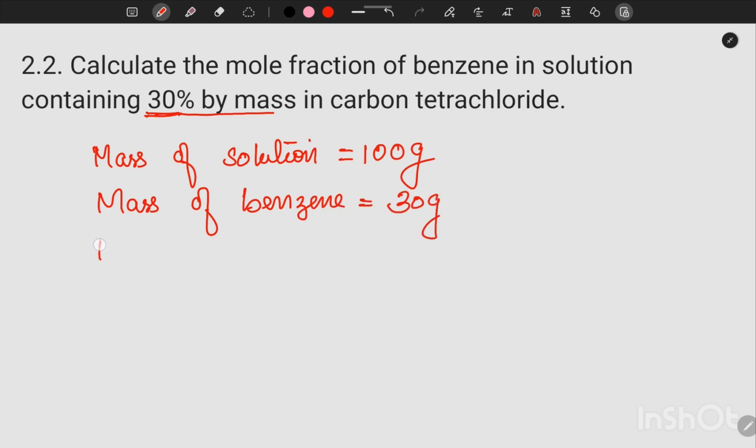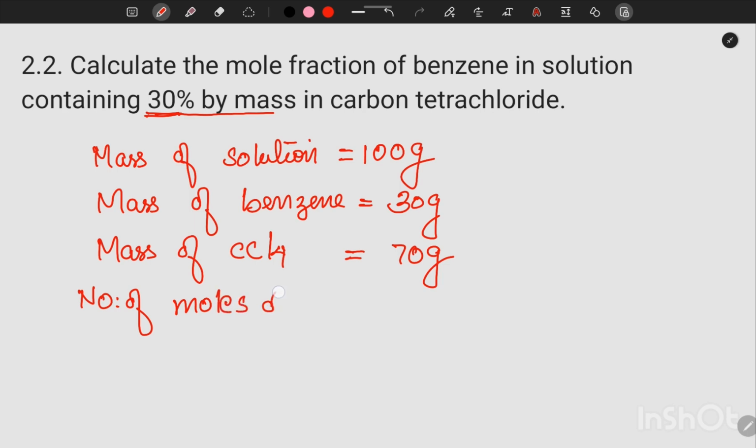Therefore mass of carbon tetrachloride will be the remaining percentage, that is mass of carbon tetrachloride is equal to 100 minus 30 gram, which is equal to 70 gram. So now we know the masses of all components. Now let us calculate. For mole fraction, we need number of moles of each component. So number of moles of benzene is equal to mass of benzene by molar mass of benzene.